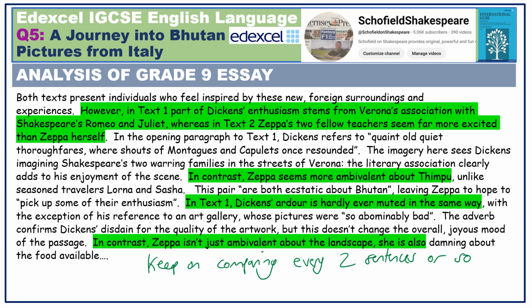When the first word of the question is compare, it's so important that you keep doing this, as opposed to simply talking about the different texts sequentially. Within this section, I dissect the similarity about the individuals in both texts being inspired by the foreign surroundings by pointing out that some of Dickens' enthusiasm comes from the Shakespeare link, whereas actually it's Zeppa's two new colleagues who are more enthusiastic than herself. Phrases such as in contrast, more plus adjective, and in the same way can be very useful when comparing.